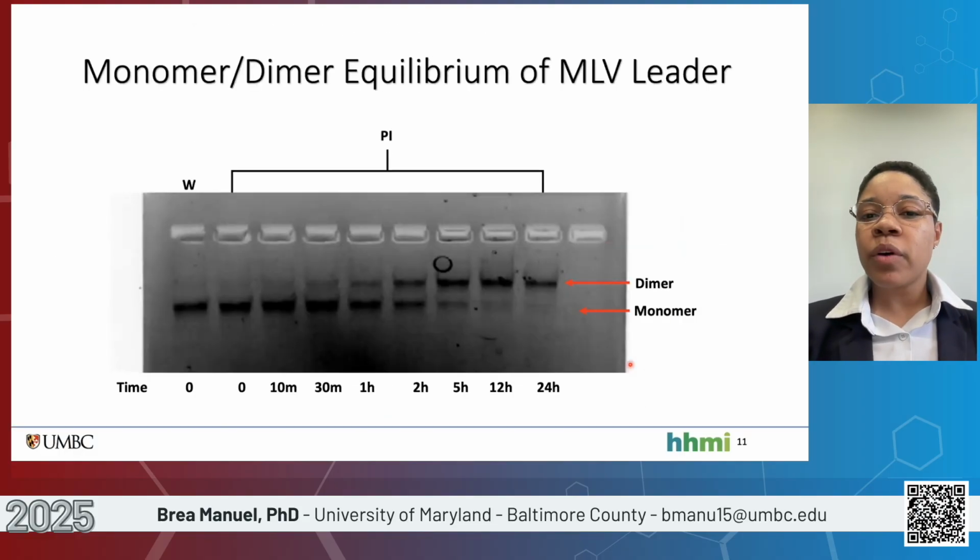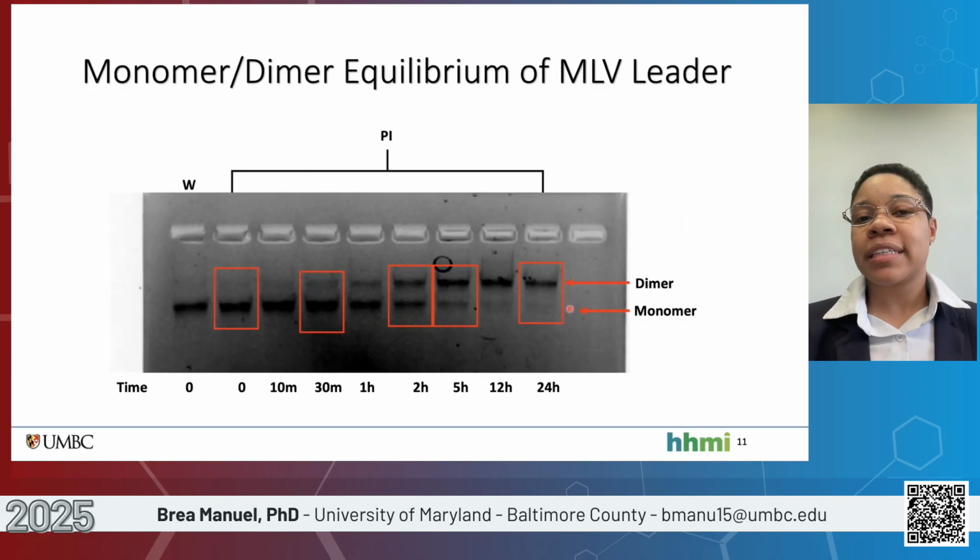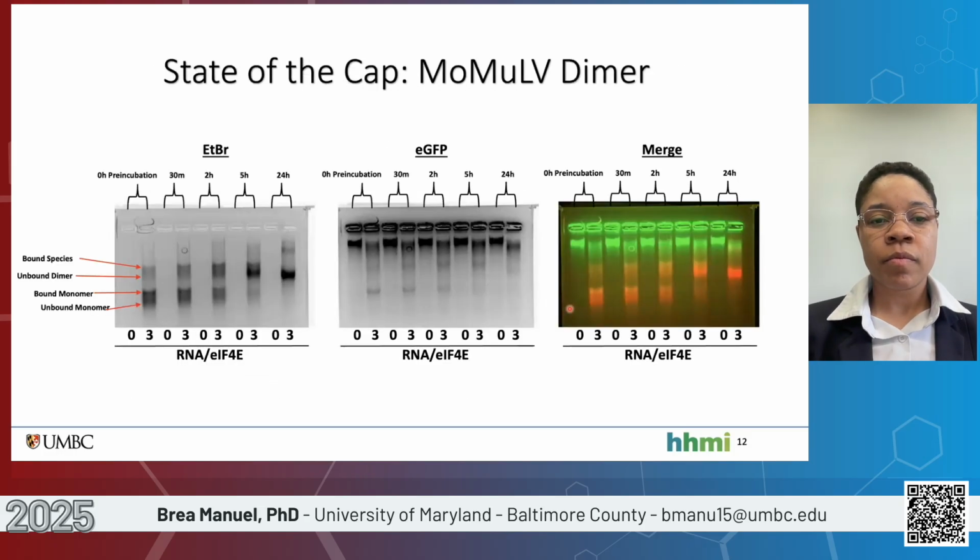So again, because we want to study the dimer, going back to our dimerization gel, we chose conditions. We pre-incubated our RNA and chose conditions that would give us primarily monomer, mixes of monomer and dimer, and then primarily dimer. And we performed this EMSA again with our EGFP-eIF4E. The first gel is going to be the ethidium bromide channel. Ethidium bromide stains only nucleic acids, therefore we should only see RNA on the gel. We then imaged again in the blue channel for EGFP, where we should see only our protein signals. And then we merged these together.